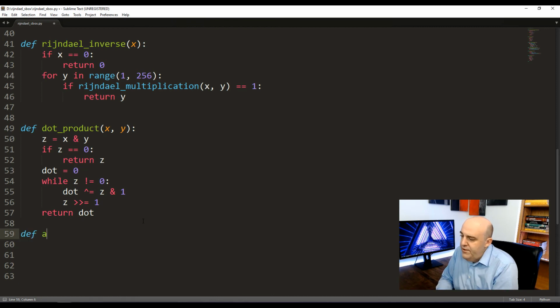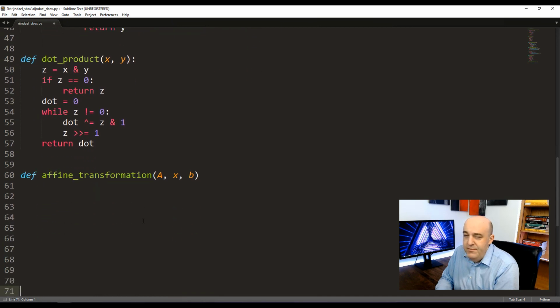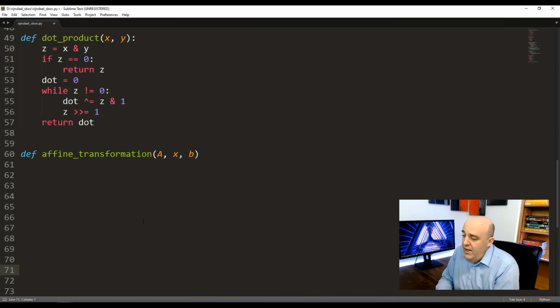So to implement the affine transformation, which takes in a 64-bit integer A, and then two 8-bit integers x and b, we return an 8-bit integer as well. But we're interpreting all these integers as matrices, right? Capital A is an 8x8 matrix, and x and b are 8x1 column vectors. So let's initialize y to be 0. y is going to be our output. It's an 8-bit integer, but we look at it as an 8x1 column vector. So i is going to range from 7 down to 0. That's what that reversed range does.